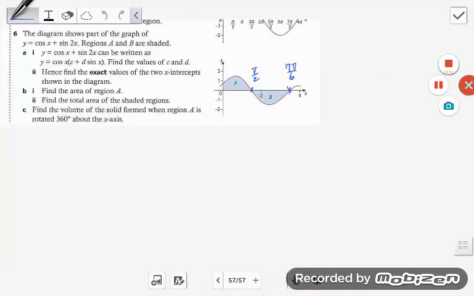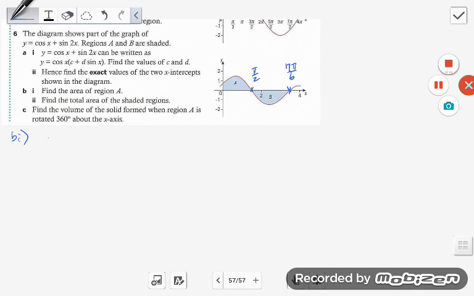Alright, so we have found out that the two x-intercepts are half pi and 7 pi over 6. For B1, where we are asked to find the area, since the definite integral is going to be positive for A and negative for B, and here they want us to find the area, we have to do them separately, right?